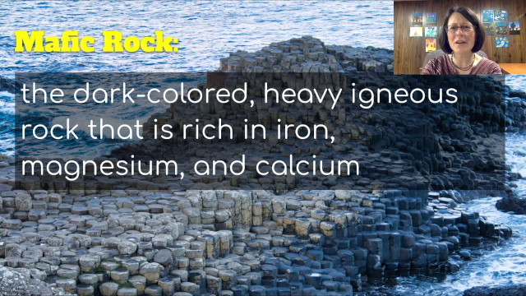Now, one thing that is also interesting is the felsic rock, for the most part, is what the continents are made of. Mafic rock is more what the ocean floor is made out of. And when we talk about plate tectonics, this will play a role in that, which is really interesting.